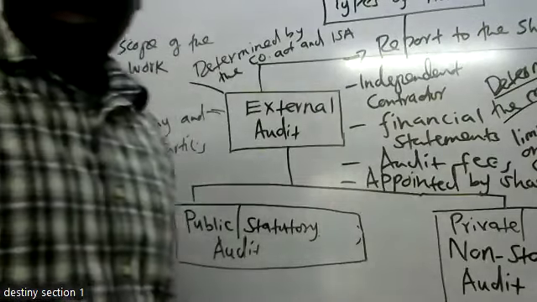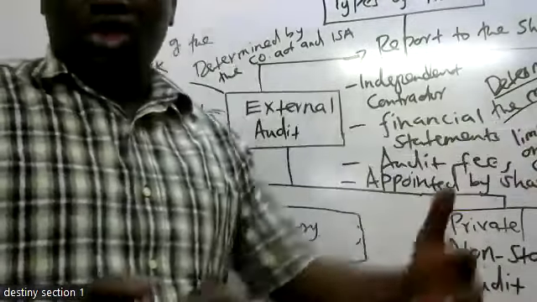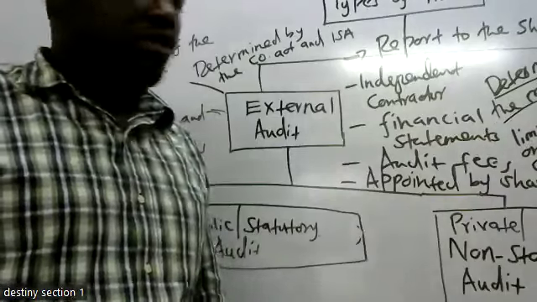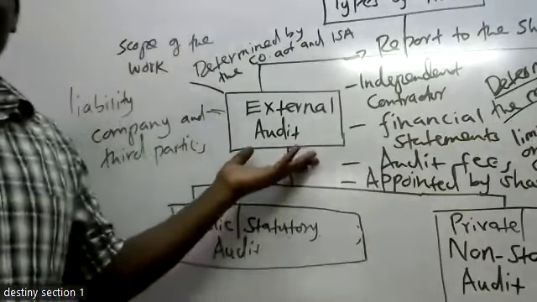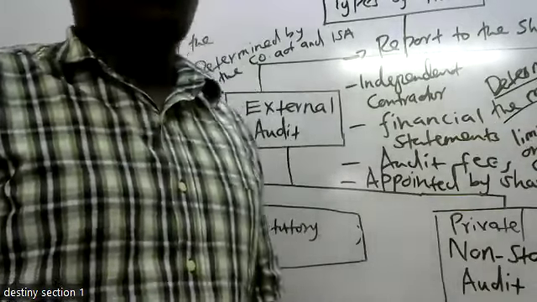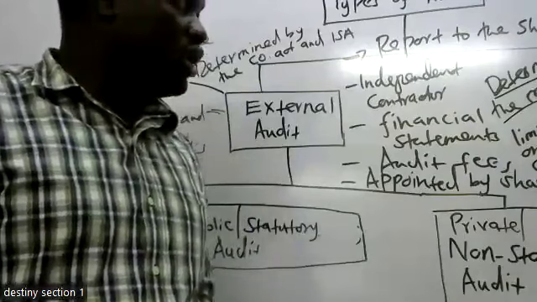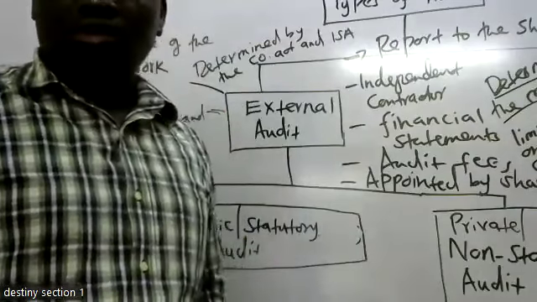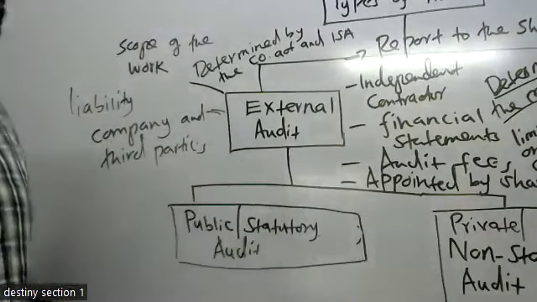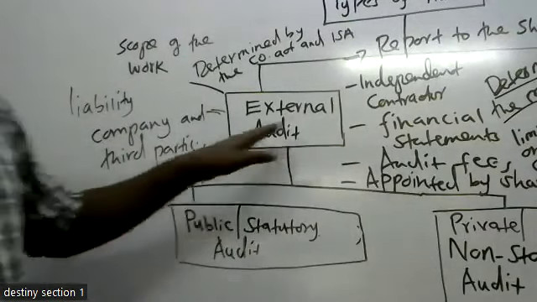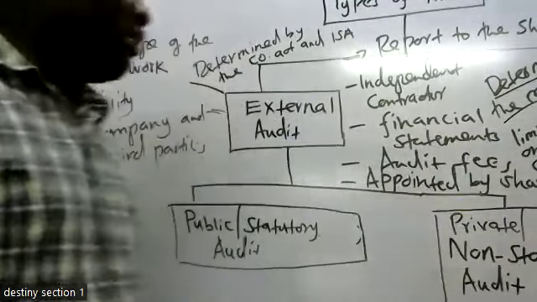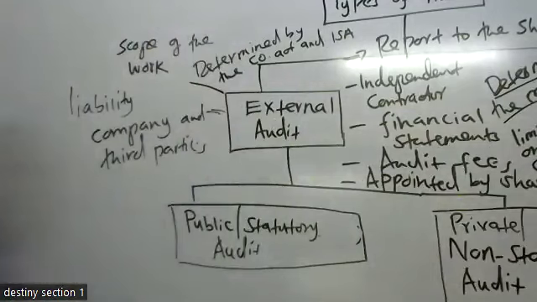In terms of the work, the internal auditors' work is continuous throughout the accounting period, while the external auditor's work only comes towards the end of an accounting period. In terms of independence, external auditors are required to be independent, while for the internal auditors it is not a must for them to be independent.